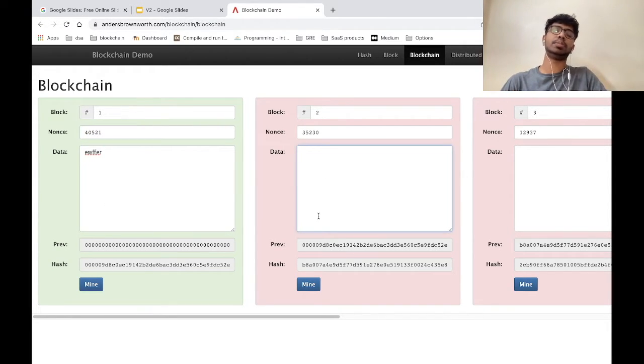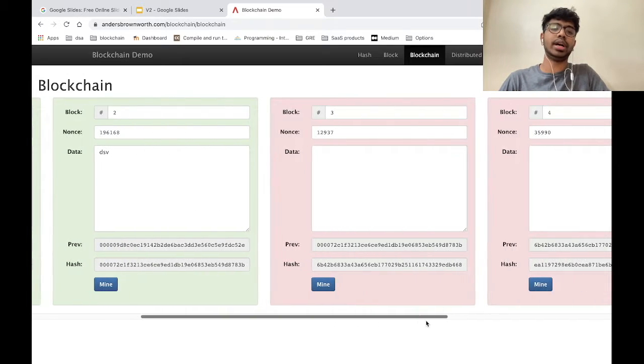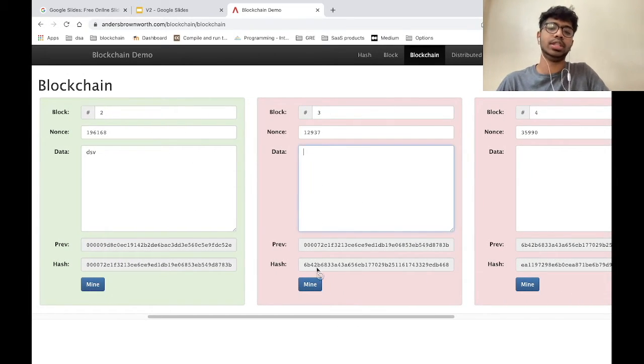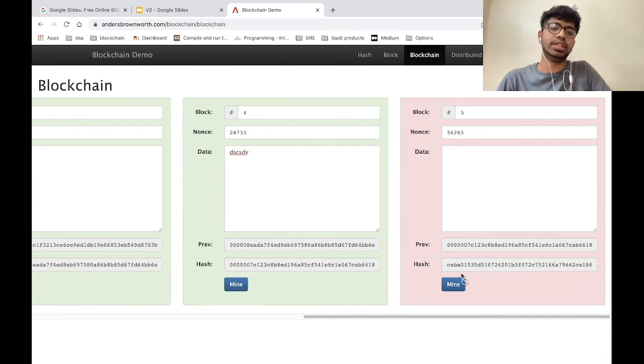And now let's just put something over here again, and then we'll mine it again, because it's very difficult for us to just put in each and every number in the nonce. Now we'll do it again for block number 3. We'll just mine it. It's coming 14256. And block number 4, we'll again put something and mine it. And then again for block number 5, we'll just mine this.